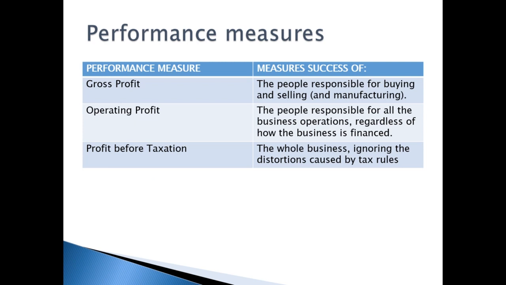So the gross profit is said to be a measure of the success of the people responsible for buying and selling, or also manufacturing if you're not just buying. The operating profit is a measure of success of the people responsible for the business operation, regardless of how it is financed. And the profit before taxation is a measure of success for the whole business, but ignoring the distortions caused by tax rules or imaginative tax planning.